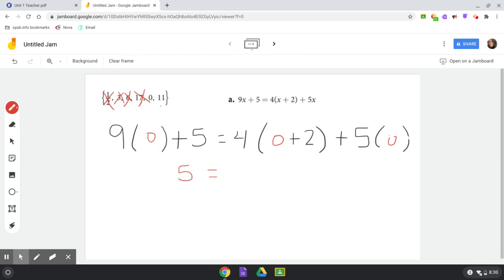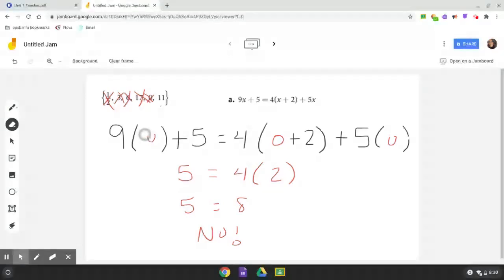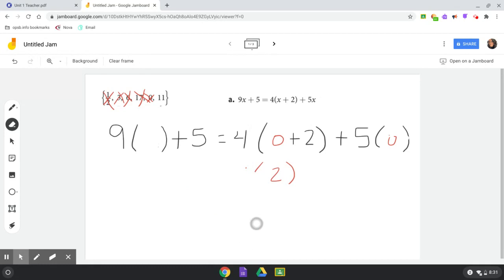0 plus 2 is 2. So I'll write this down. 4 times 2. And then 5 times 0 is just 0. So 5 equals 8. Does 5 equal 8? No. So 0 is a no solution. Are we going to have a solution for A? All the ones that we substituted so far have come out to false statements.